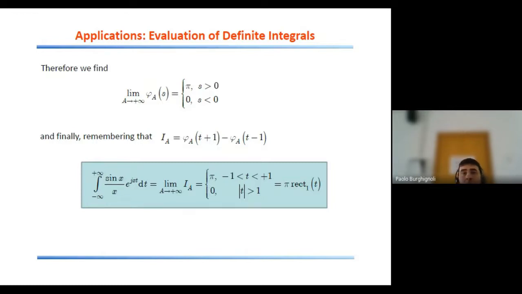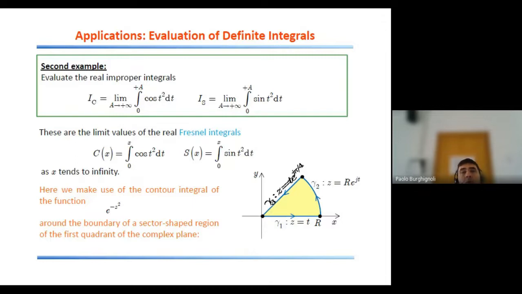Okay. Another example, and then we conclude, concerns the so-called Fresnel integrals, which are very useful in many problems of electromagnetic scattering. Consider those, again, two real improper integrals. One is the integral from 0 to a of the cosine of t squared, and again in the limit where a goes to infinity. Let's call this limit I sub c, and something similar with the sine function. The limit will be called I sub s.